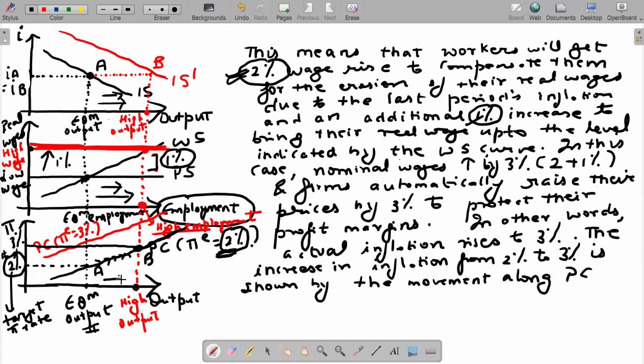Output has gone up. Workers expect their wages to now go up by 3%. They demand 3% higher nominal wages. Prices go up by 3%. That means inflation, instead of being 2%, now becomes 3%. So this is shown by the movement along the Phillips curve from point A to B.